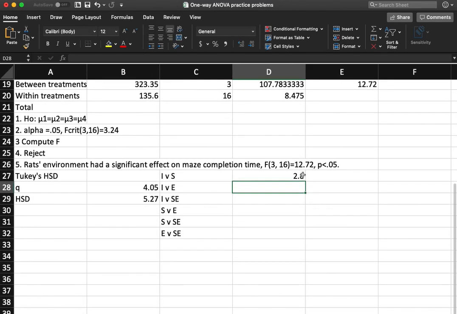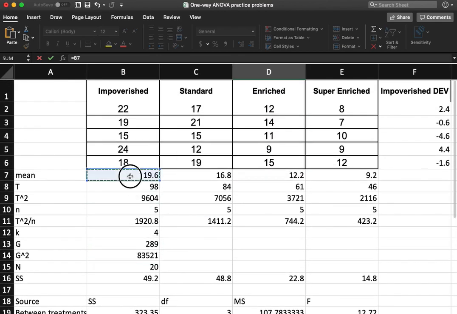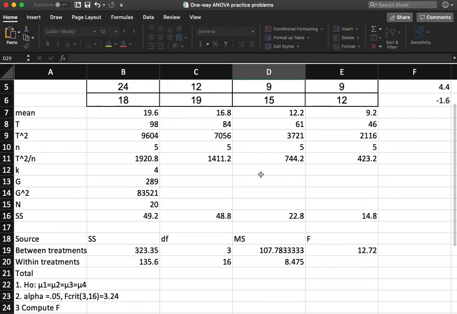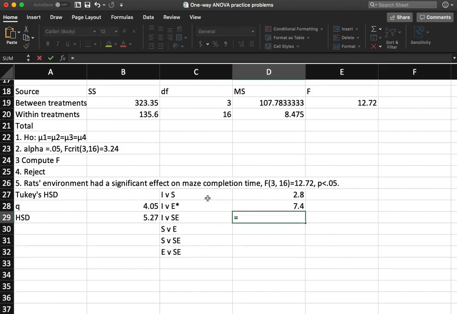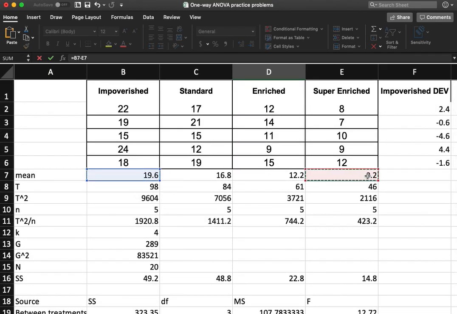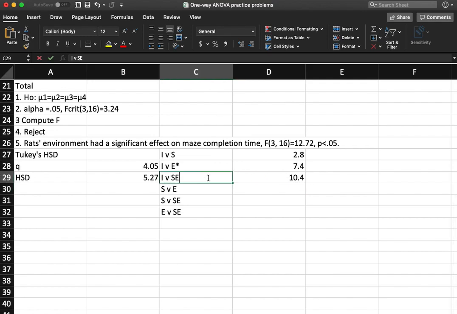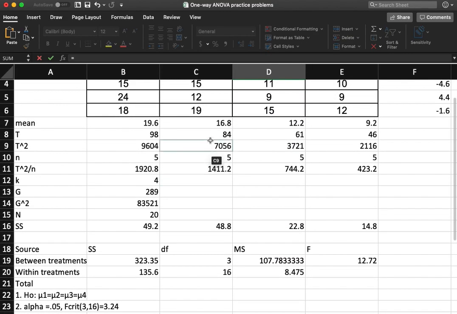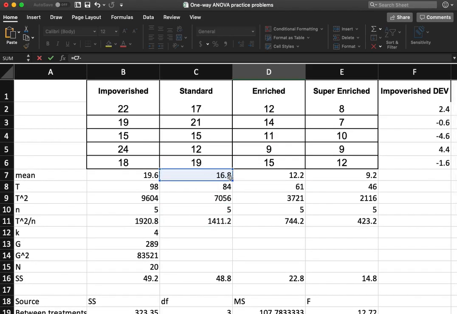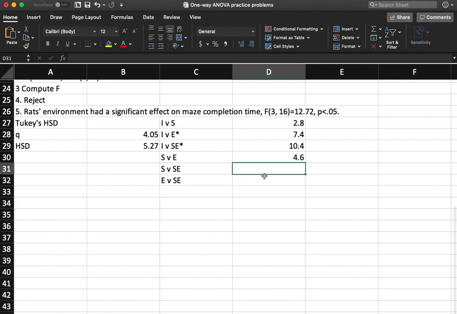Impoverished versus standard. All right, that's 2.8. That's smaller than 5.27, so not significant. Impoverished versus enriched. The impoverished mean versus the enriched mean. That's 7.4, so that one is significant. Impoverished versus super enriched. 10.4, so that's significant too. Standard versus enriched. Let's see. Nope, not significant, because 4.6 is smaller than 5.27.